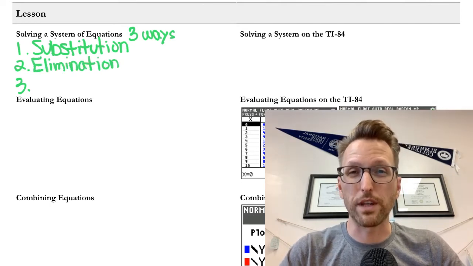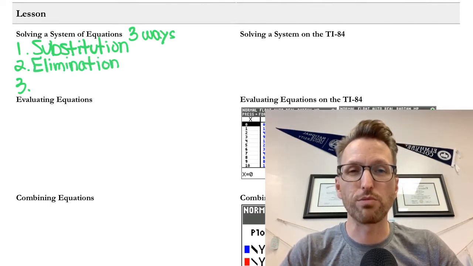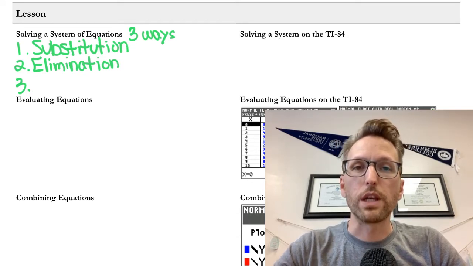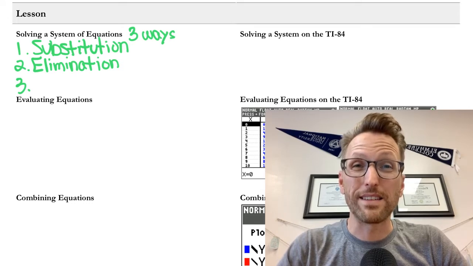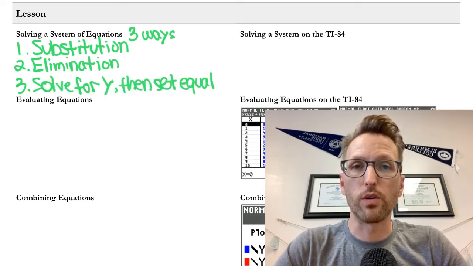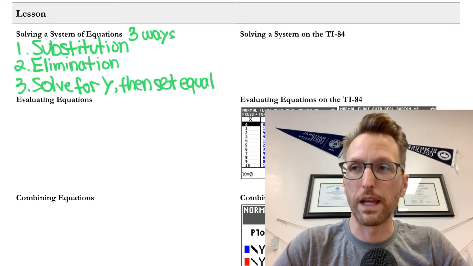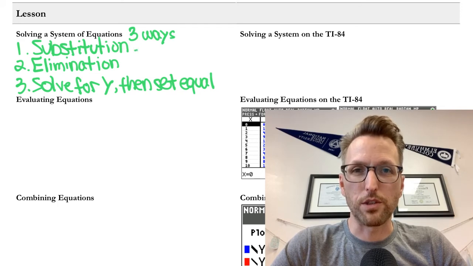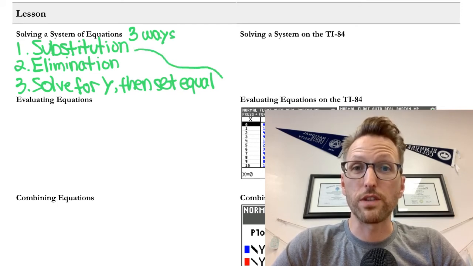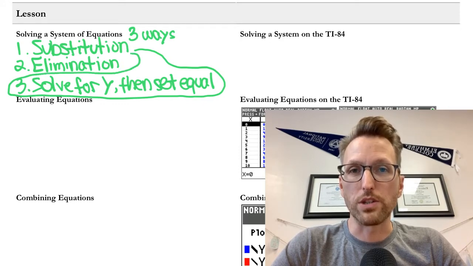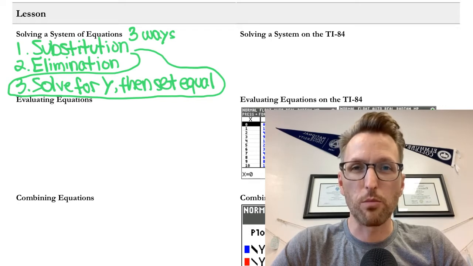Usually these equations are given to us in general form, which we don't really need to talk about right now. And number 3, what we could do is solve for y, then set the equations equal to each other. So we could do that by hand or with the calculator, which we'll do in this lesson. Now, that third step is really similar to substitution. When you're setting 2 equations equal to each other, you're essentially substituting one equation for y so that you could solve the 2 together. You'll see more what I mean later.